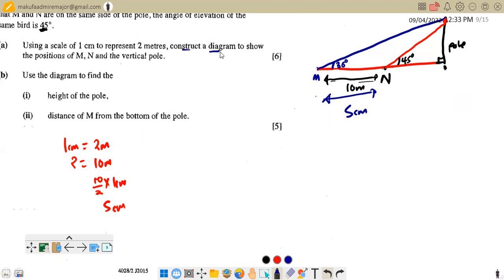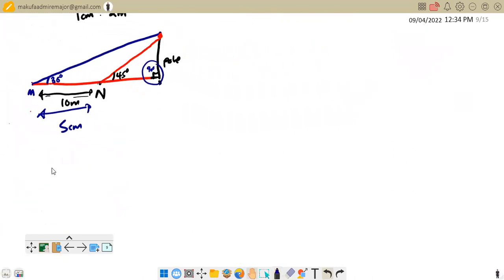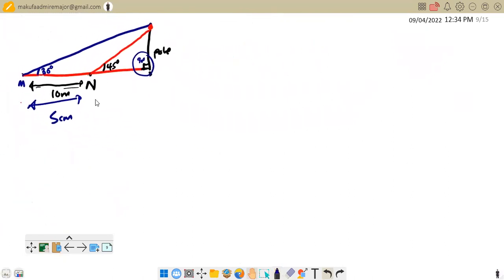Construct a diagram to show the positions of M, N, and the vertical pole. Take note, it's a vertical pole that you're working with. That is why I indicated 90 degrees here to represent a vertical pole. Okay, so this is what you're going to have, guys. We need to sketch this. So this is our sketch. We need to construct this. So we're going to work out from this sketch that we have got here. Okay, so this is the pole and everything is there.